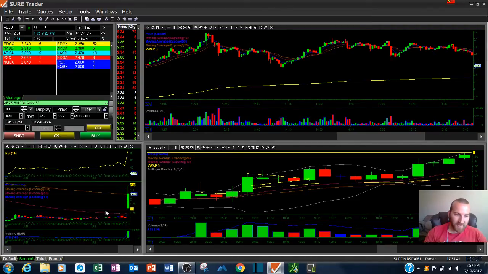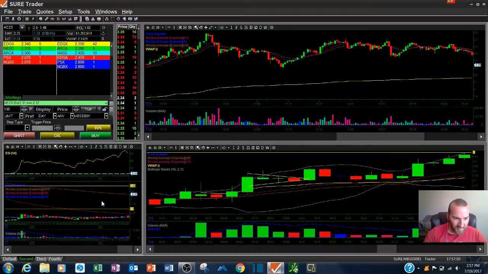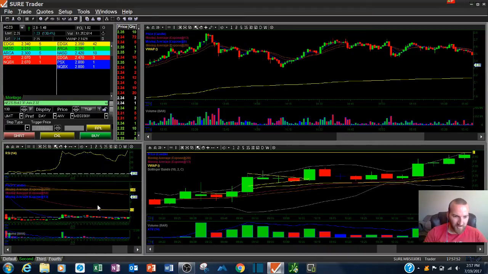But the point I'm trying to make is this resistance line here, or it was a resistance line, because look at all this trading under here. It was trading under that mark for like 2 to 3 months. It wasn't breaking above the $1.50.